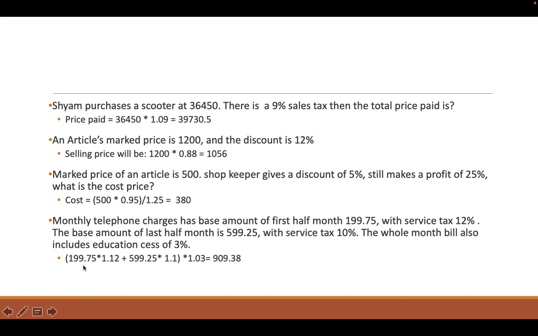So it is saying to include the service tax on this 199.75 plus the service tax on this 599.25. This is the amount that comes out to a bill, but you need to include the education cess of 3%, and the overall amount of the monthly telephone bill turns out to be 909. So that's how the monthly bill is calculated. If you expose yourself to these things, then you will be aware of many concepts: how purchase pricing and cost breakup works, how monthly electricity and telephone bills are calculated. All these things they want to make students aware of. So these concepts are in place.